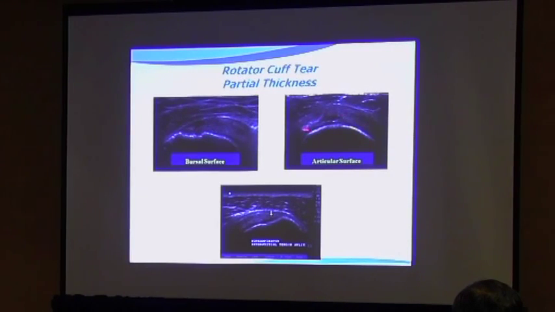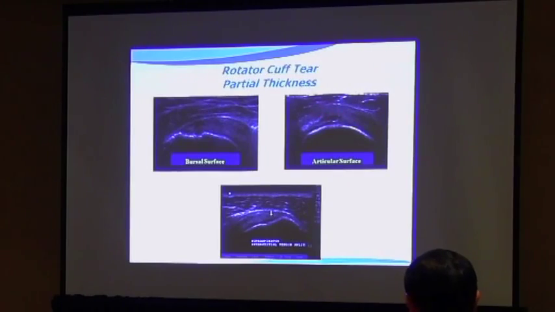An articular-sided tear is where fibers are torn and you have hypoechogenicity along the articular side of the tendon. So when an orthopedic surgeon puts their scope in the joint space and looks back up, they'll recognize this one. This one they won't see. Nor will they see this one, which is an intersubstance or interstitial tear, not communicating with either side of the tendon.